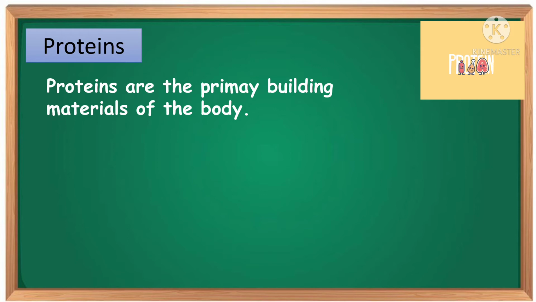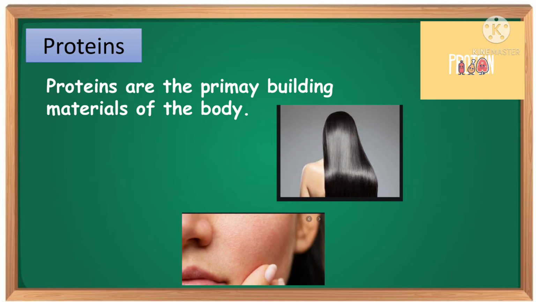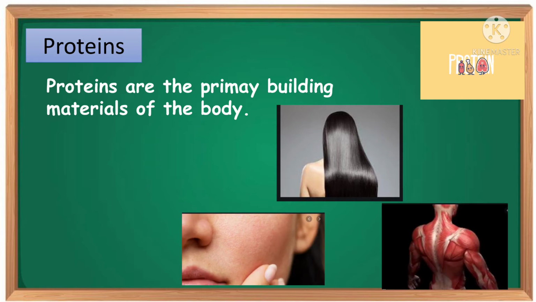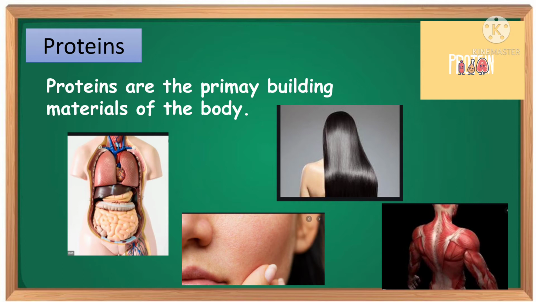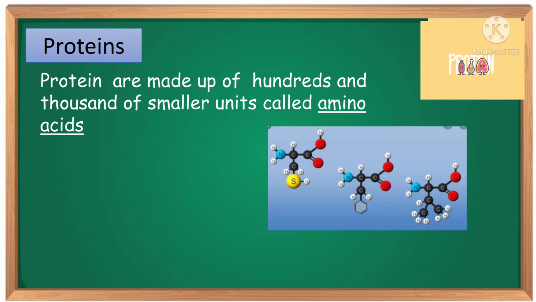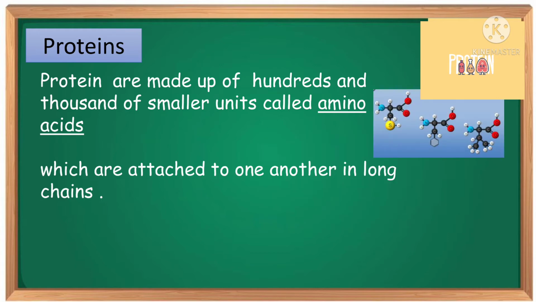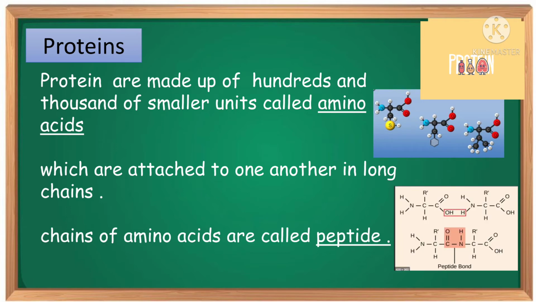Now let's talk about the third biomolecules, which are proteins. Proteins are the primary building materials of the body. Our hair, skin, muscles, and organs are composed mostly of proteins. Proteins are strong yet flexible and have a complex 3D structure. Proteins are made of hundreds and thousands of smaller units called amino acids, which are attached to one another in long chains, and those chains of amino acids are called peptides.